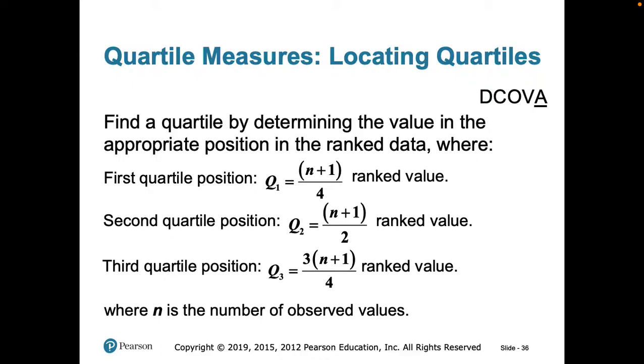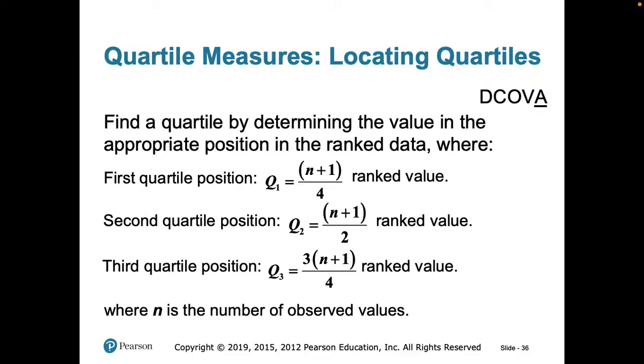So how do you locate those quartiles? We do have a couple of formulas that will help you with that. To find a quartile, determine the value in the approximate positions in the ranked data. For the first quartile, you take the number of observations plus 1, and then divide that by 4. You just have to make sure your values are ranked from lowest to highest.